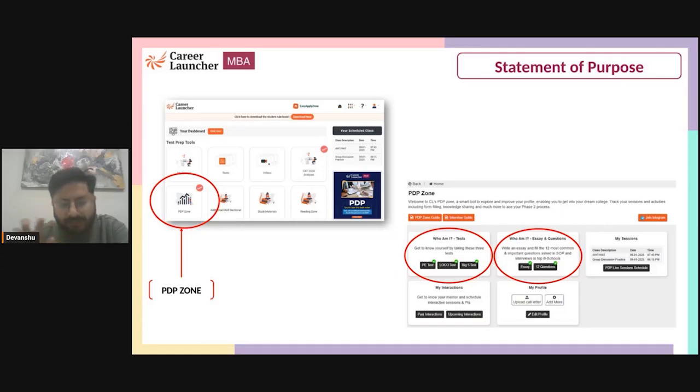There are two different tests. The first one is the Who Am I test, which is basically the psychometric test. It consists of three different types of tests, which are the PE test, the LOCO test and the Big Five test. When you answer the questions in these three tests, you'll be able to identify what kind of personality you have. The second part is Who Am I essay and questions.